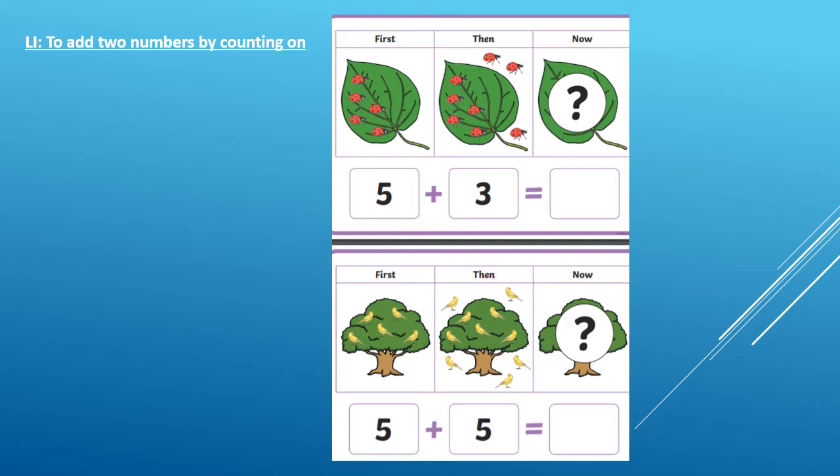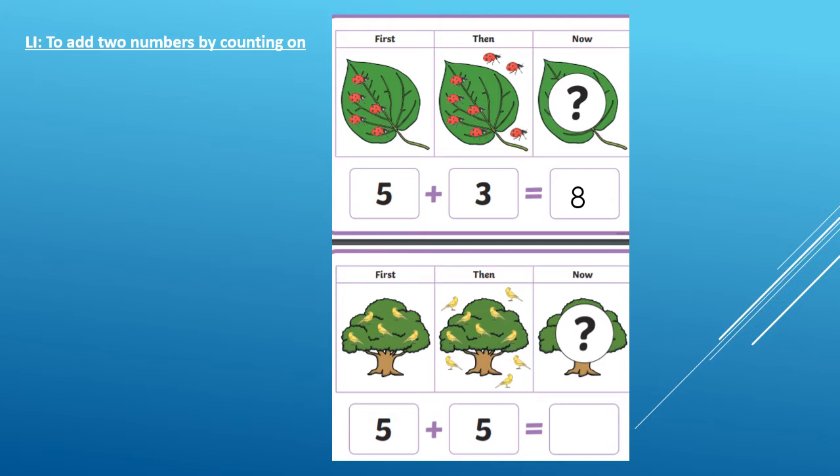Let's have a look at these two. Let's see if you can pause the video and give them a try. Great effort. So our first one, we have 5 ladybugs. Then 3 ladybugs came along. How many do we have altogether? We have 8. A good thing about a number story is reading the story out loud.